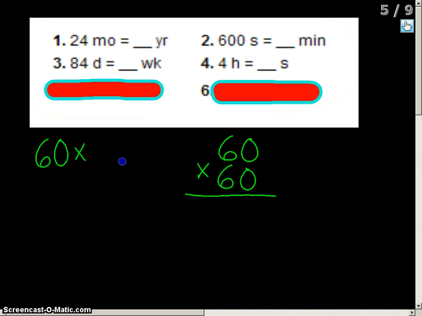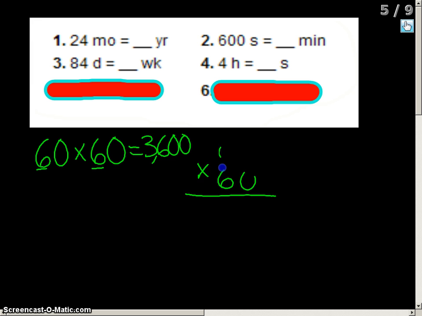Erase that here. 60 times 60. And what we can do, we can just multiply 6 times 6. That gives me 36. And then add the 2 zeros at the end for 3,600. Now, that's how many seconds are in an hour.